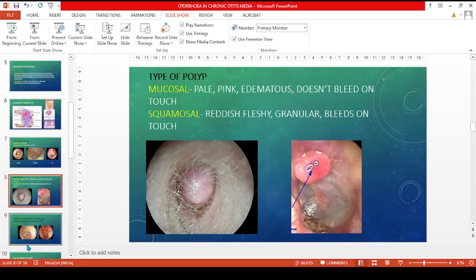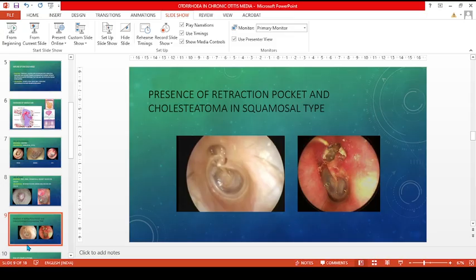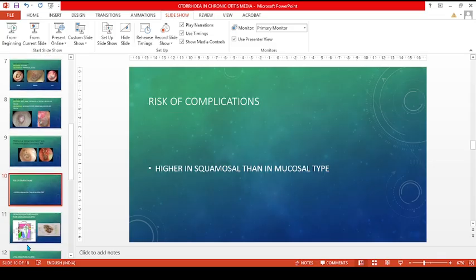On the other hand, in squamosal type, the structure that appears like the polyp is actually a granulation, which is raw and hence it bleeds on touch. The granulation is usually seen adjacent to the site of the osteitis. The cholesteatoma is a characteristic feature of atticoantral disease or squamous type of CSOM, and retraction pockets are their precursors. The risk of complications is higher in squamosal disease than mucosal type.